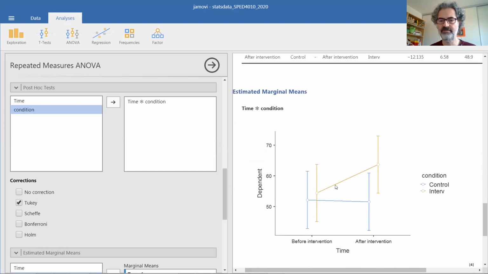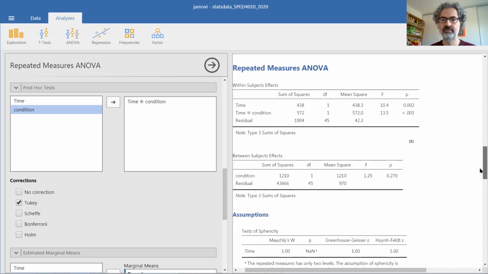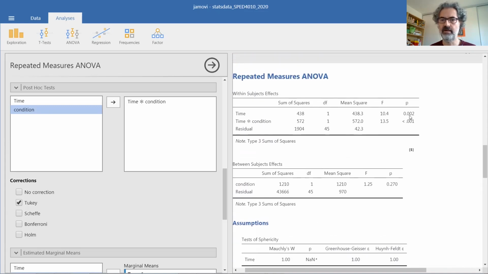So the statistically significant difference concerns the slope of this line. It says that the children in the intervention group obtain higher scores after the intervention compared to before. There is a statistically significant increase in scores for the intervention group. No other point pair is statistically different. All the other pairs are indistinguishable. And this difference is actually the cause of the statistically significant interaction that we see here.